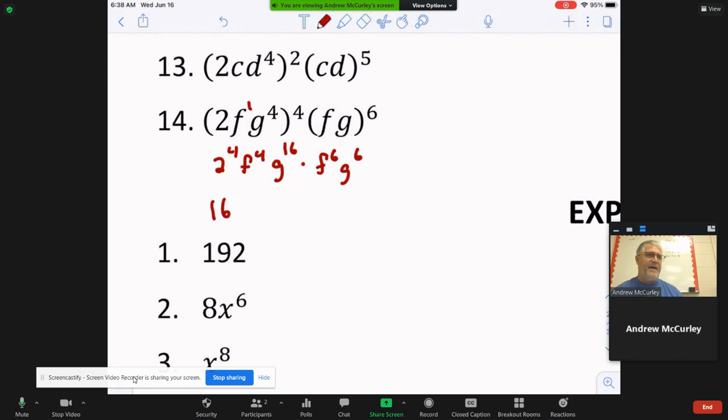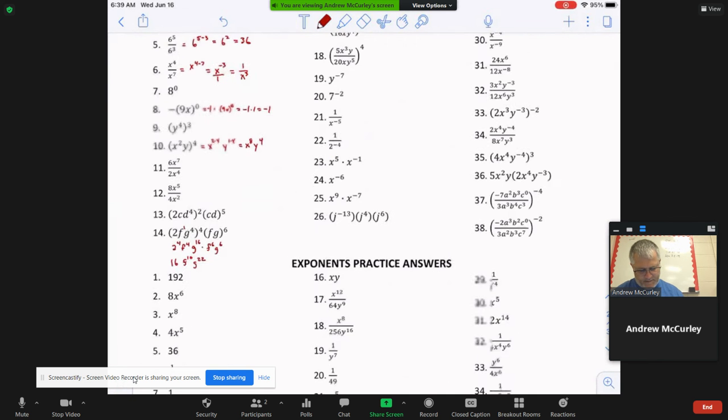I think I've always said in the past, if it's less than 1,000, give me the number. But if it's like 5 to the 8th power, that's some crazy number. That's what we're using exponents for in this chapter. So how many f's do we have? Well, we got 4 plus 6, so we have f to the 10th. I got g to the 22nd power. All right. Any other fun ones?